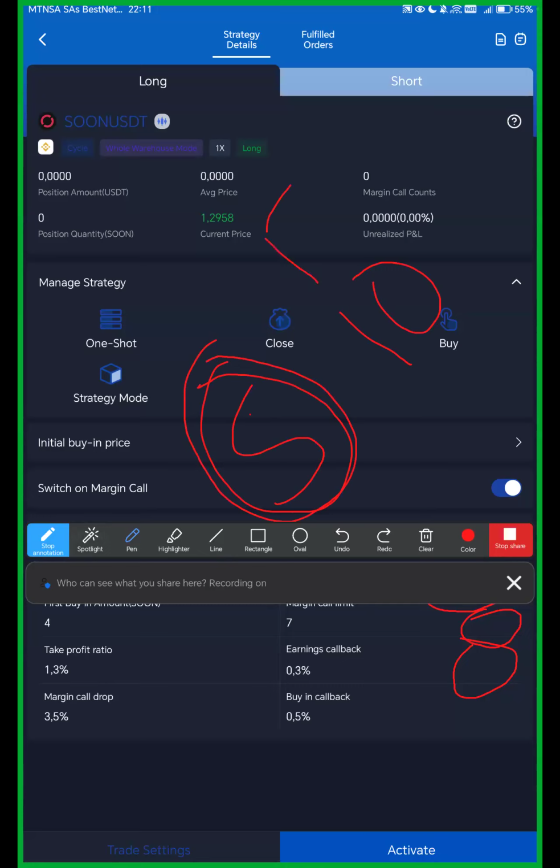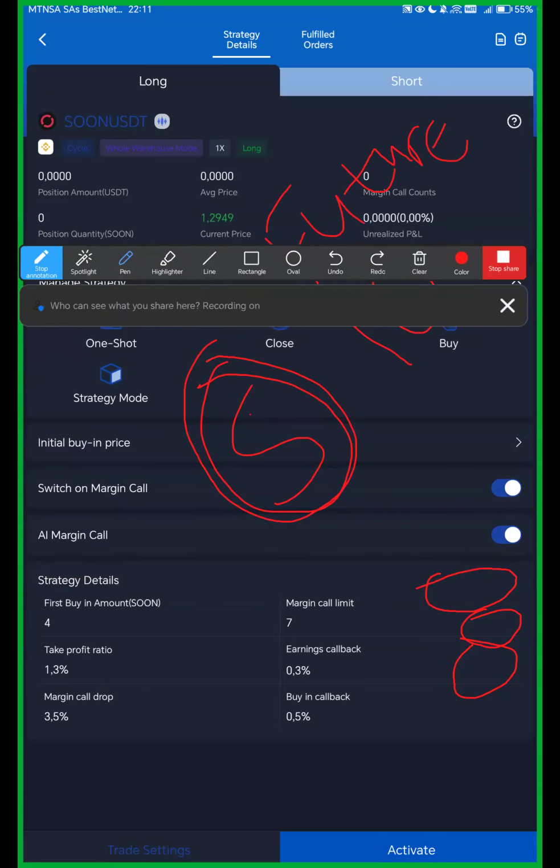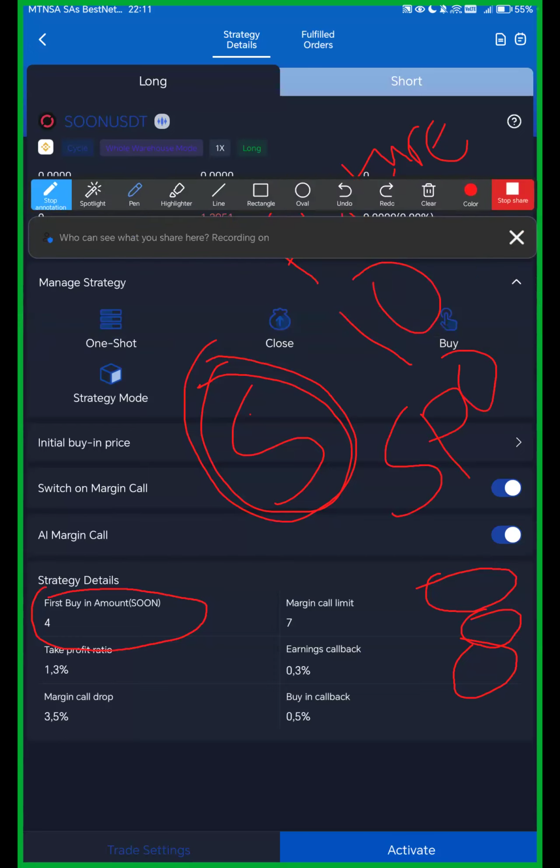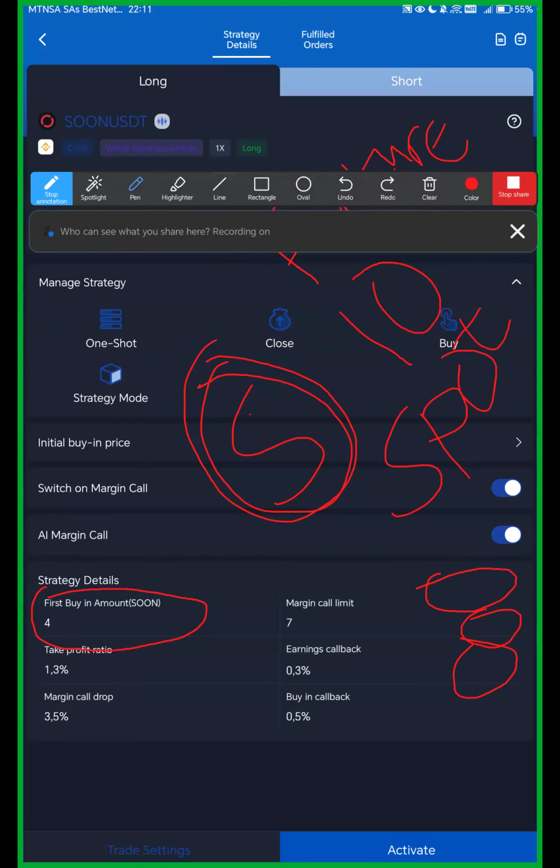In the futures wallet, leave only money for the first buy-in amount. Leave money only for what? For the first buy-in amount. The rest, take it to spot. Move your capital from futures to spot. Leave only the first buy-in amount because you are setting 5 coins.